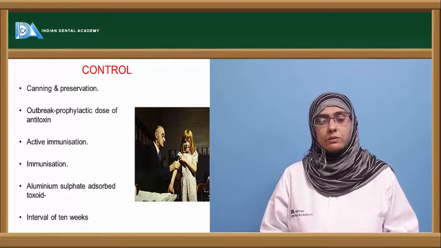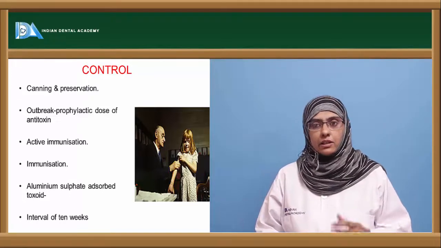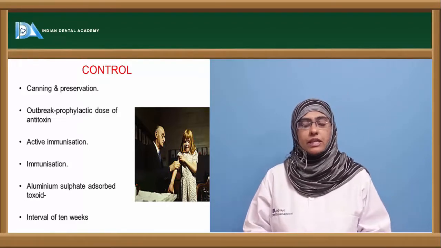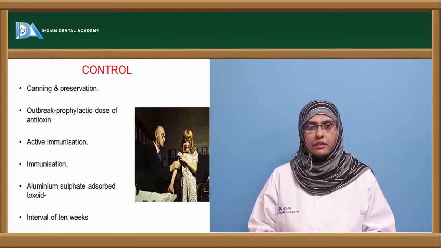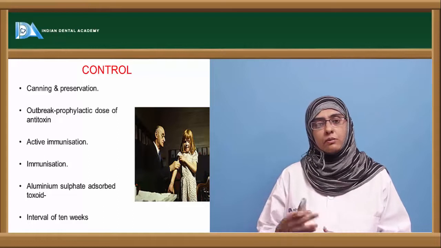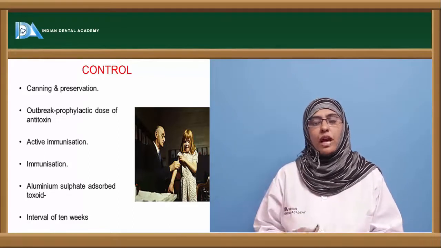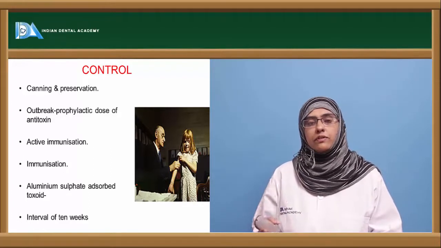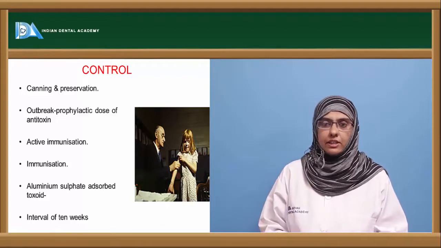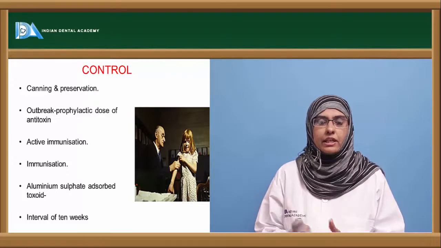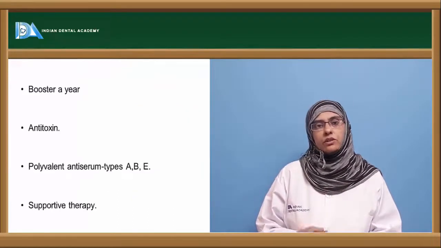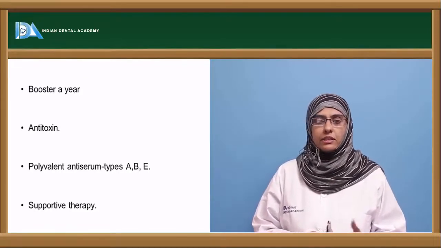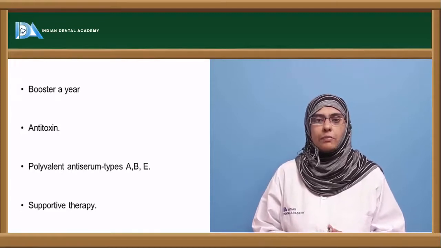And when there is an outbreak of this disease, a prophylactic dose of antitoxin can be given to the person to prevent an epidemic. Active immunization is also very helpful in eliminating the infection. Immunization is usually done for persons who are at more risk, mostly laboratory workers, where 2 doses of aluminium sulfate adsorbed toxoid are given to prevent or control the infection. These 2 doses are usually given at an interval of 10 weeks, followed by a booster dose after 1 year. Antitoxin therapy can also be done to prevent the infection, usually in the form of polyvalent antiserum types A, B and E.